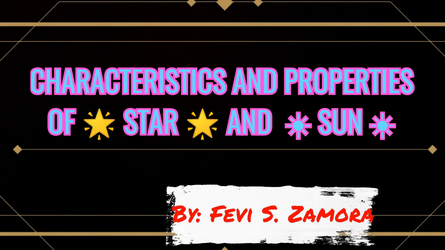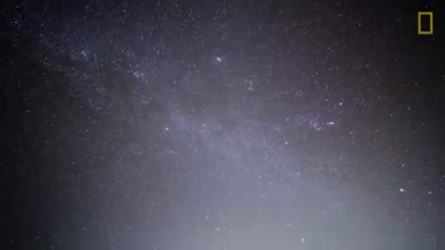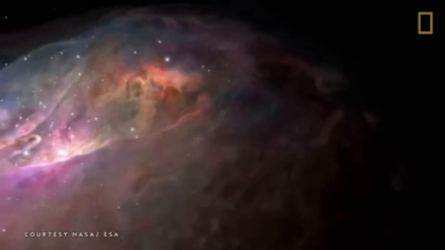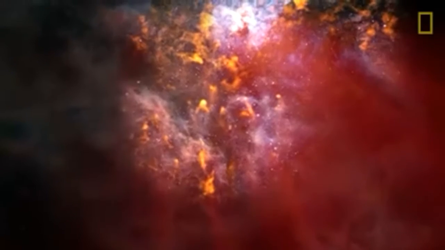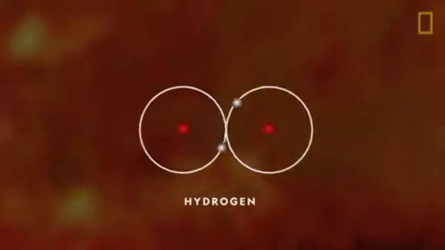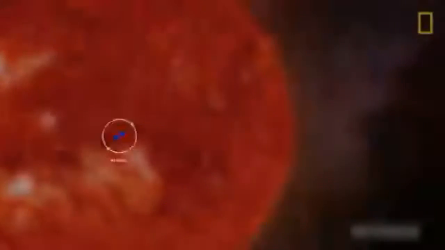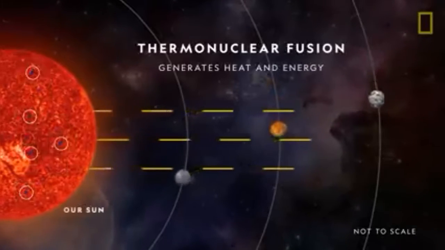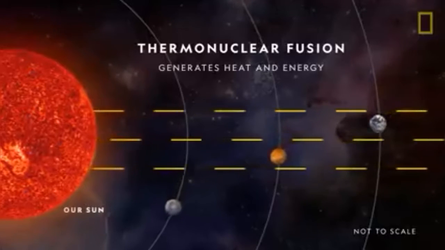Characteristics and properties of star and sun. Stars, be they millions or billions of years old, are all born in nebulae, clouds of dust and mostly hydrogen gas. Within these stellar nurseries, stars begin life as protostars, or hot cores formed by the collection and collapse of dust and gas. As the protostars become hotter, hydrogen nuclei inside of the cores begin to fuse and create helium. It is this chemical reaction, thermonuclear fusion, that generates a star's heat and energy and causes it to shine.